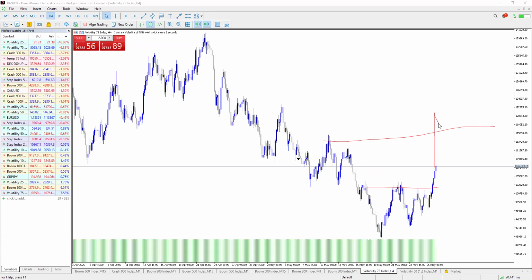And we start introducing things like the fib. We start searching for things like order blocks.